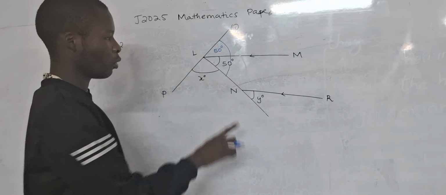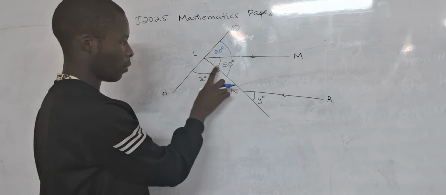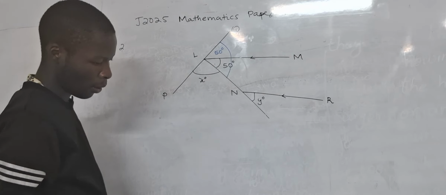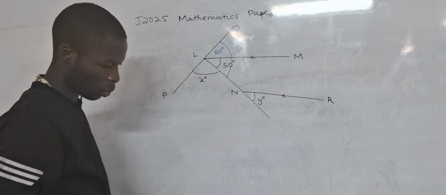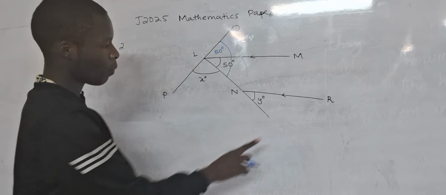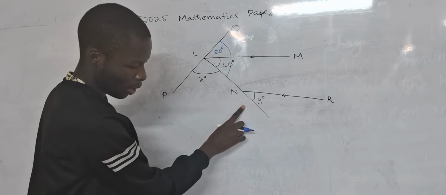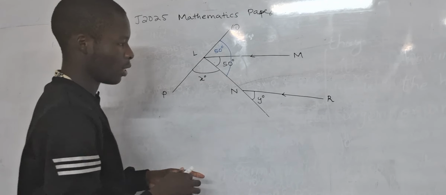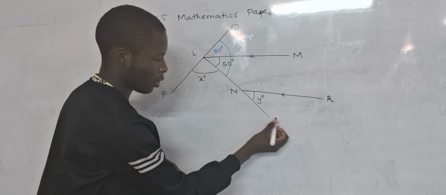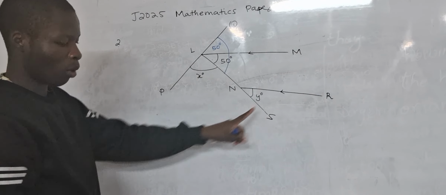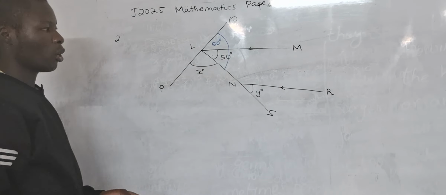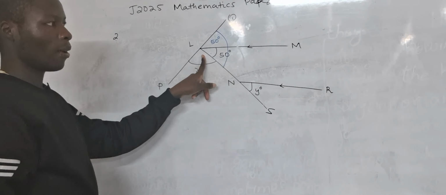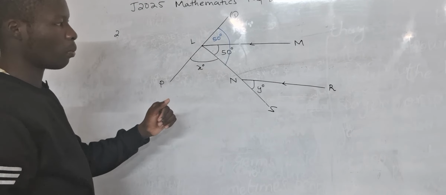Angle NLM is equal to 50. NLM, this angle is equal to 50. Angle PLN is equal to x degrees. Also, angle RNS is equal to y degrees. Find the angle marked x. You are supposed to find the angle marked x. So this is now simple.